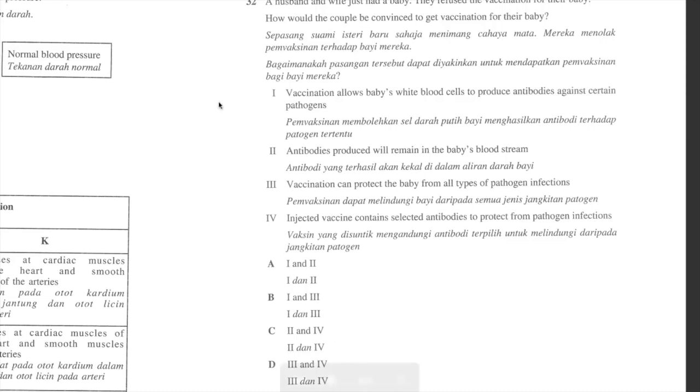Okay, yang 3 dan 4 ni kenapa salah? Kita tengok. Vaccination can protect the baby from all types of pathogen infection. All, dia cakap all. Tak boleh all. Okay, so nombor 4, injection vaccine contain selected antibody. Yang ni salah lah. Sebab apa? Dalam vaksin tu dia ada weaken ataupun dead bacteria. Bukan ada antibody. Okay. Yang ada antibody, selected antibody itu namanya adalah serum. Okay. Bukan antibody.